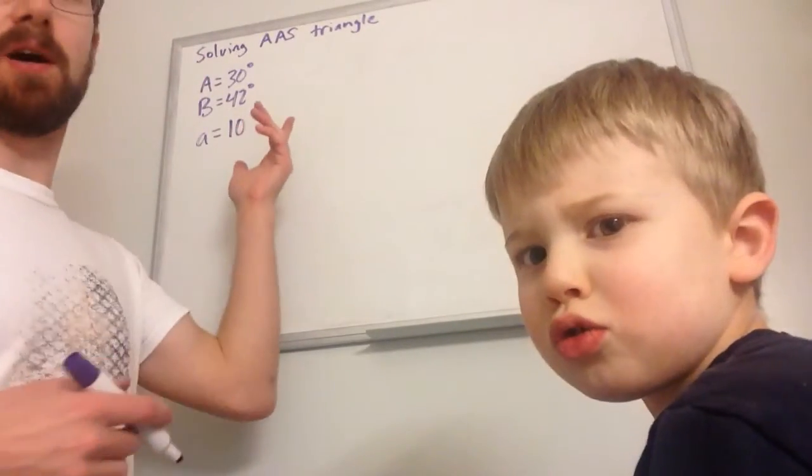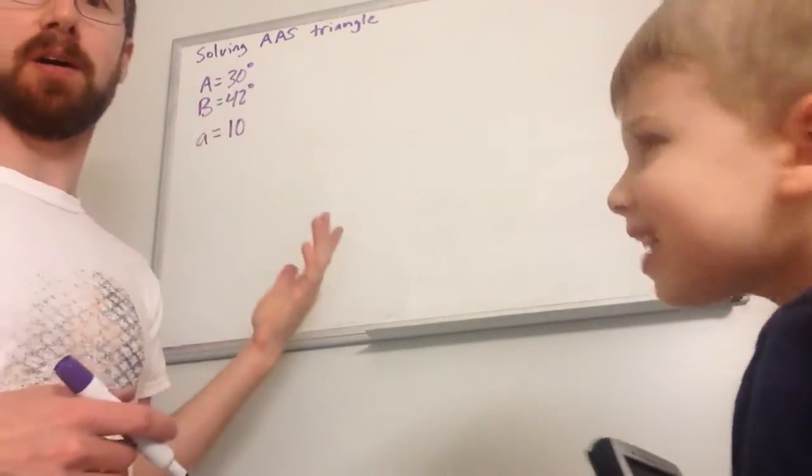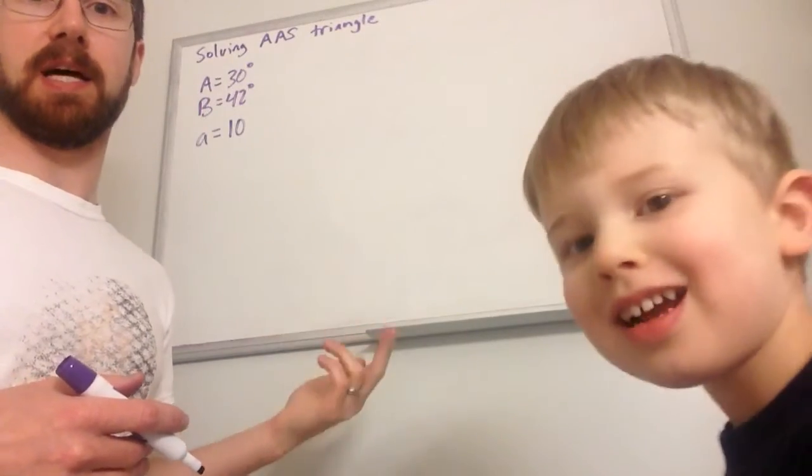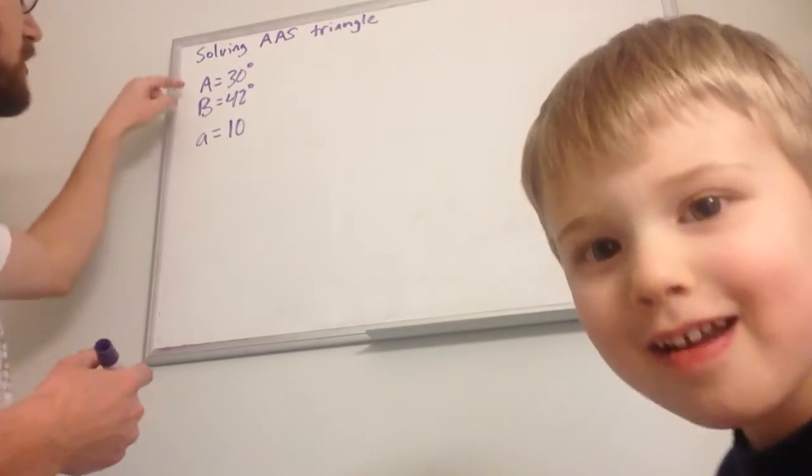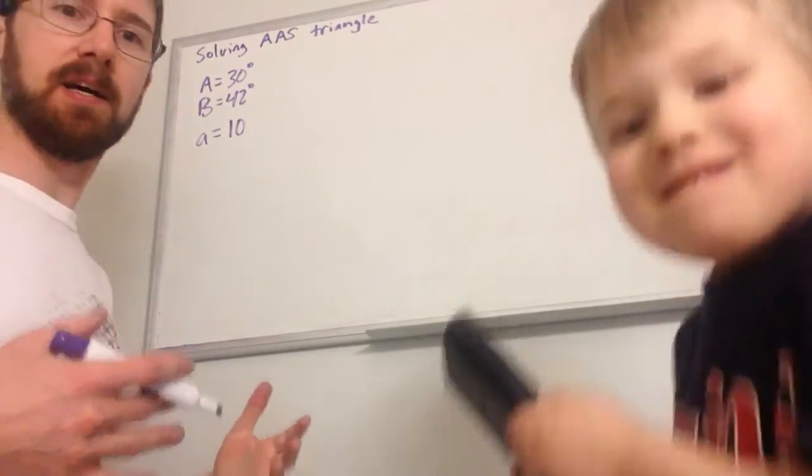This is a video on solving a triangle when you're given an angle and a side, AAS. So this is how it would look. You're given two angles and one side.